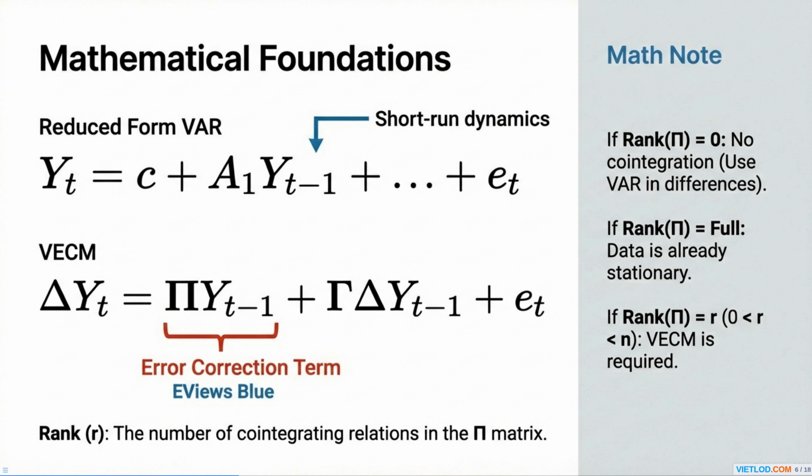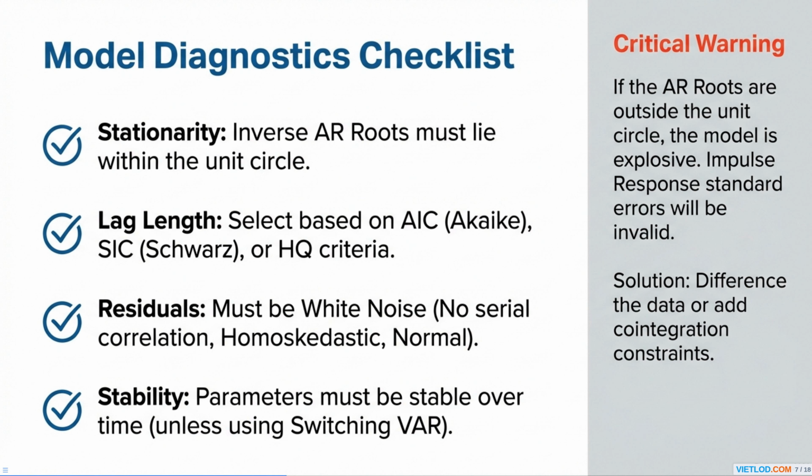If R equals 0, there is no co-integration, and we use a VAR in differences. If the rank is full, the data is already stationary. If R is between 0 and the number of variables n, a VECM is required.